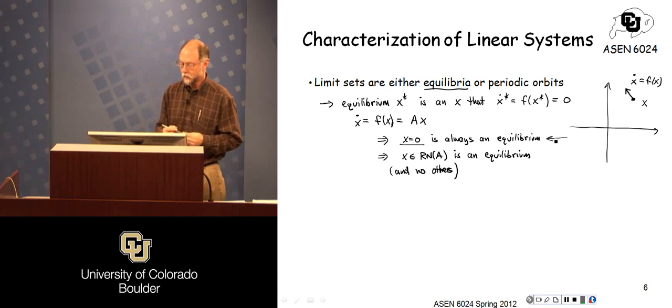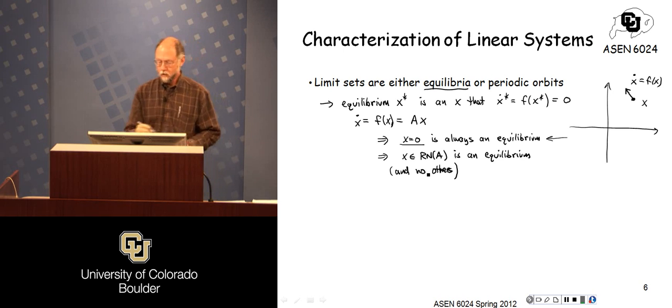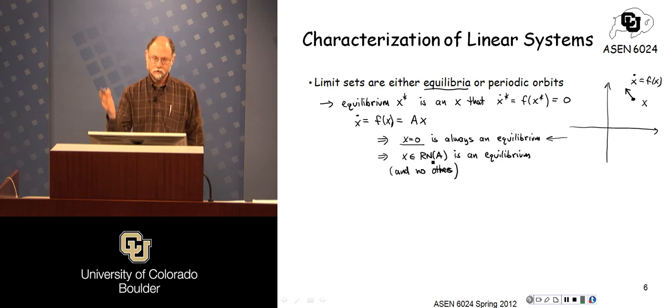Okay. When A has 0 eigenvalues, then we know the right null space will be non-trivial, so we know there'll be more equilibria. How many more? Infinite. Yeah. Well, because everything in the right null space is one. So the subspace of A has an infinite number of points in it. It might have dimension 1 or 2 or 3, but even at dimension 1, it has an infinite number of points on that line.